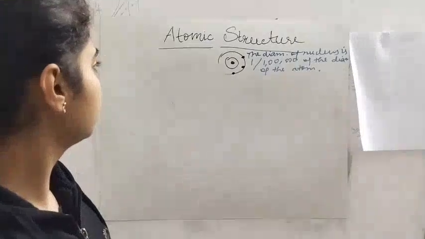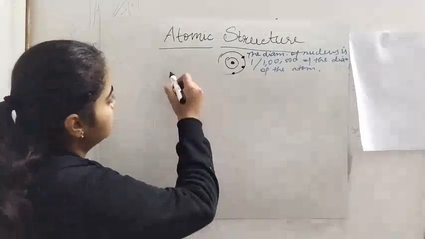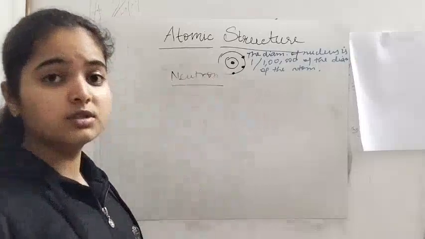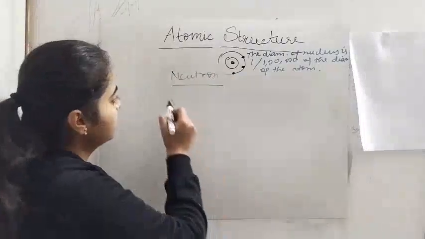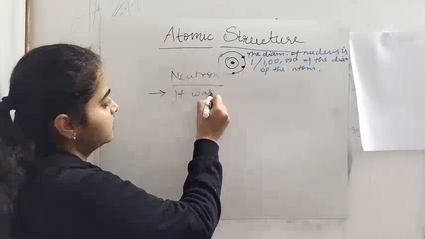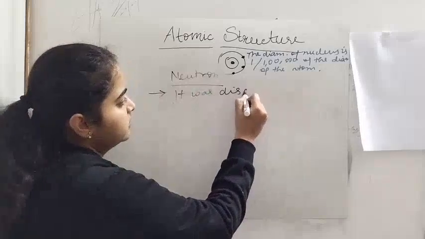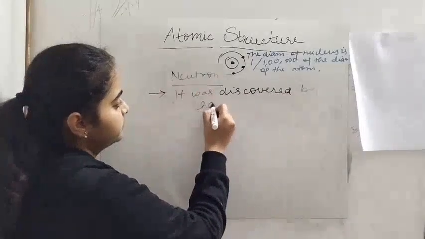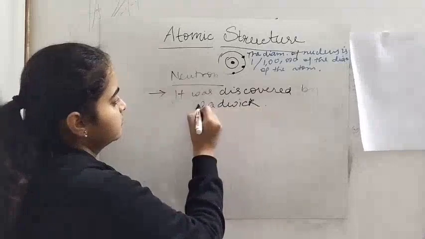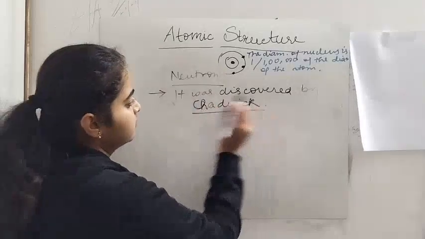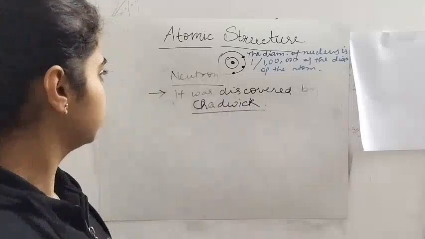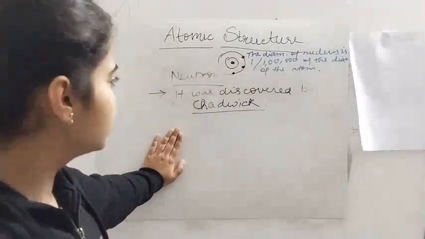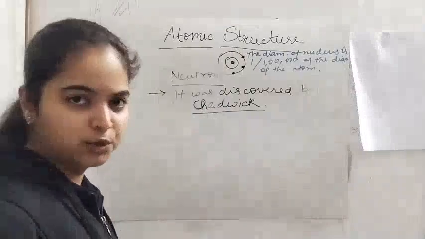So now we will come to neutron. Neutron was discovered by Chadwick. It was discovered by Chadwick. So this was about neutron, and you don't need to add more points about neutron.